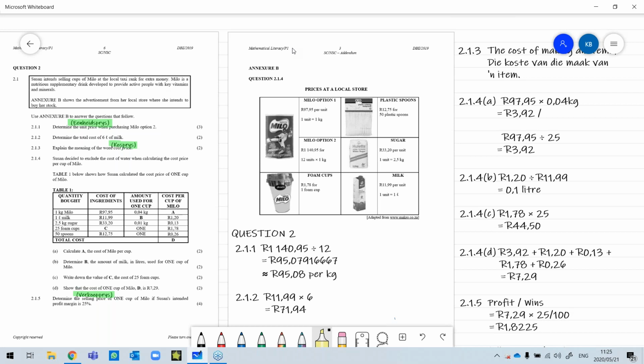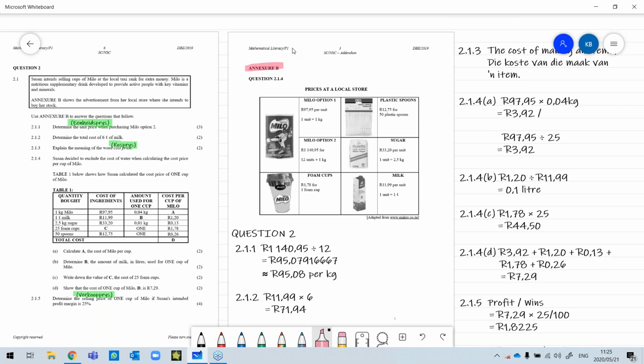Susan intends selling cups of Milo at the local taxi rank for extra money. Milo is a nutritious supplementary drink developed to provide active people with key vitamins and minerals. Annexure B shows the advertisements from her local store where she intends to buy her stock. So once again, let's just get another color highlighter. Here we have Annexure B. Use Annexure B to answer the questions that follow. Question 2.1.1. Determine the unit price when purchasing Milo, option 2. So bepaal die eenheidsprys, die prys vir 1 Milo, as hy opsie 2 gebruik.